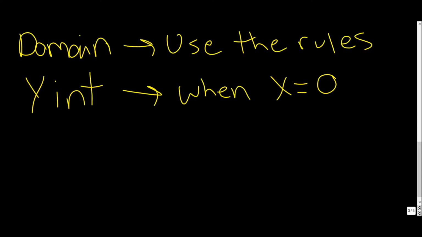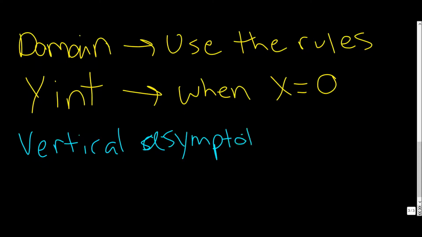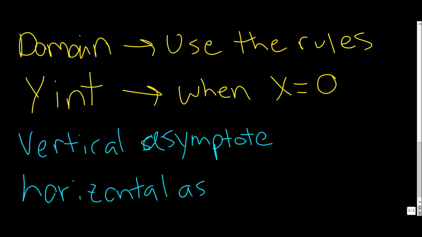Now there's two different things that you're going to see, and one is called a vertical asymptote, and there's also a horizontal asymptote. These are special features of the graph. So a vertical asymptote, just to give you a picture of what this might look like, would be something like this.